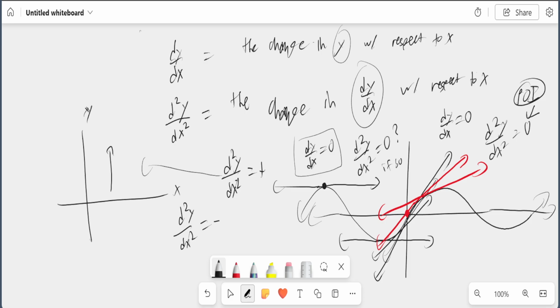Isn't it positive because it's gonna go back down? Well, if it's positive, it should keep... here, let me see if I can. I'm gonna erase some of this.